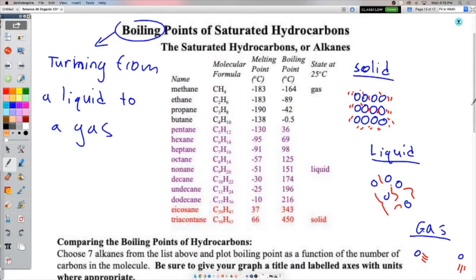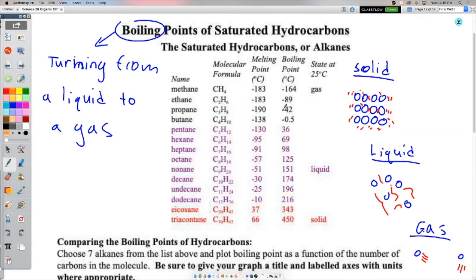What do you notice? Methane, remember, how many carbons does meth mean? Meth means one, right? Eth 2, prop 3. So as we get more and more carbons, look at what happens to the boiling point. To turn methane from a liquid to a gas, it only needs to hit this temperature, negative 164. So you will never anywhere naturally on Earth see methane that is not a gas, right?